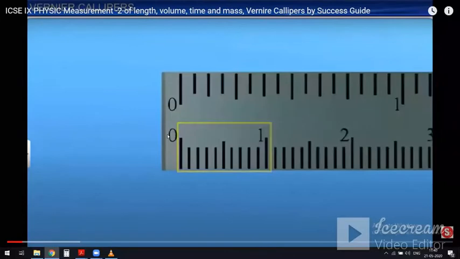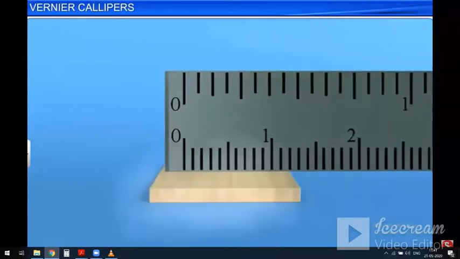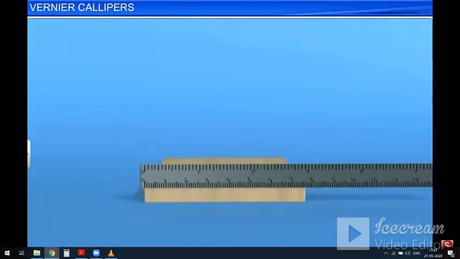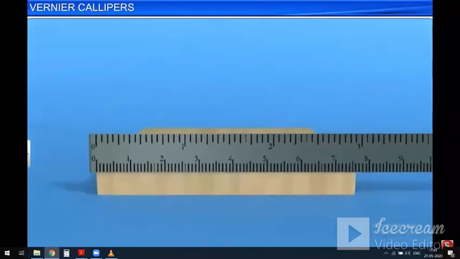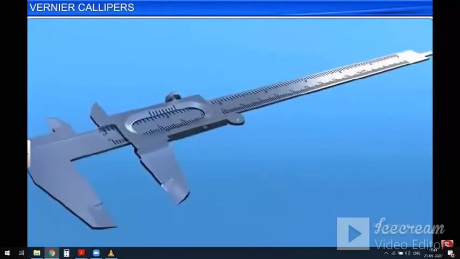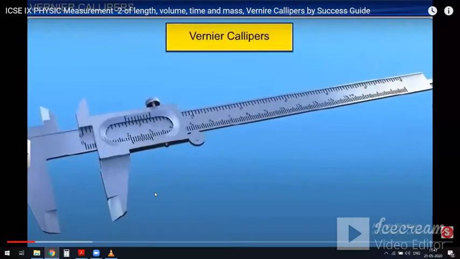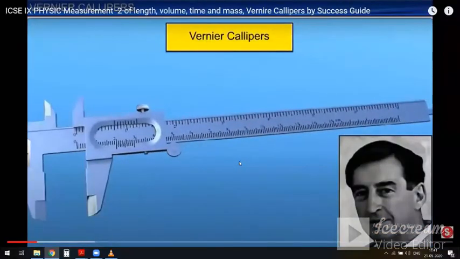This is called the least count of the device. Since the least count of an ordinary scale is 1 millimeter, it is not useful to measure the length or thickness of an object with great accuracy, that is, less than 1 millimeter. In such cases, a vernier calipers is used. The vernier calipers was invented by Pierre Vernier in the year 1960.